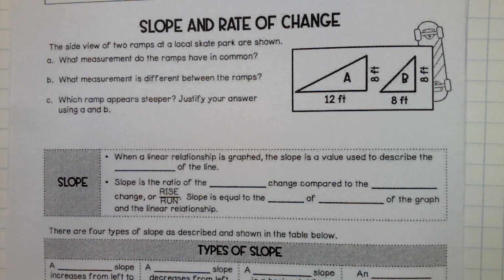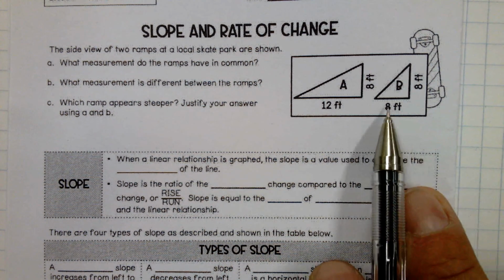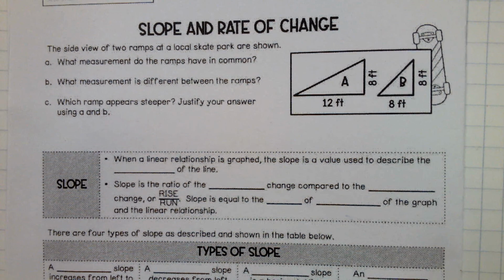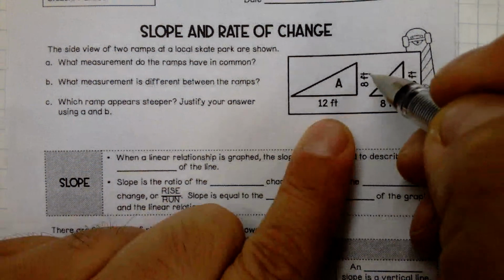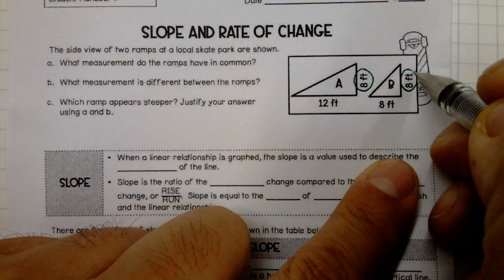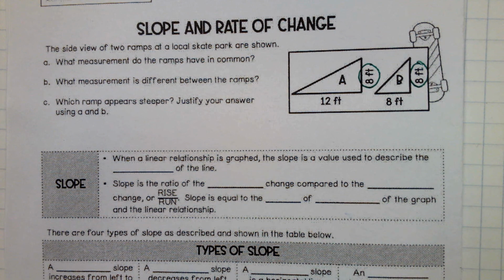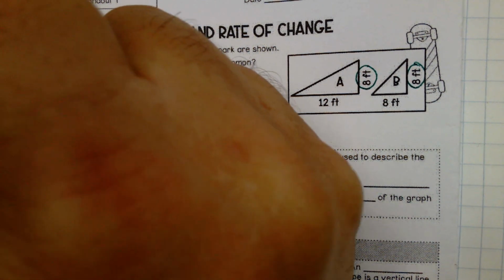So let's take a look. We have ramp A and ramp B. One ramp measures 12 by 8 feet. The other measures 8 by 8 feet. And it says, what measurement do the ramps have in common? What measurement do they have in common? Yeah, this one, the height. They both have a height of 8. So maybe we could call it vertical distance or the height. Height is 8 feet.